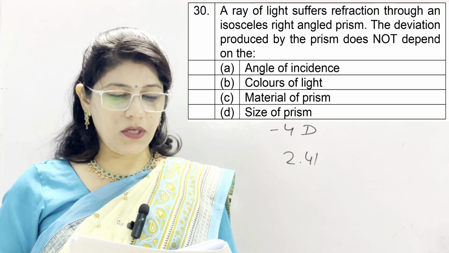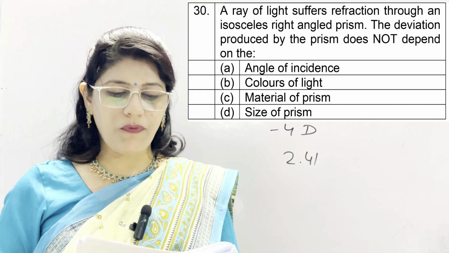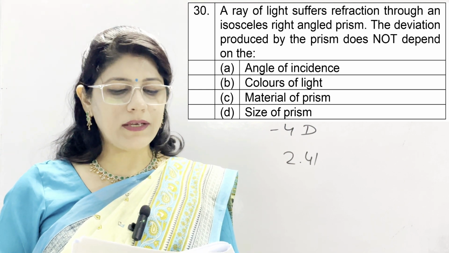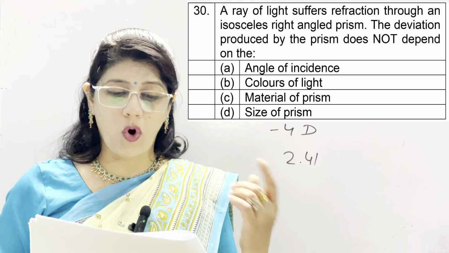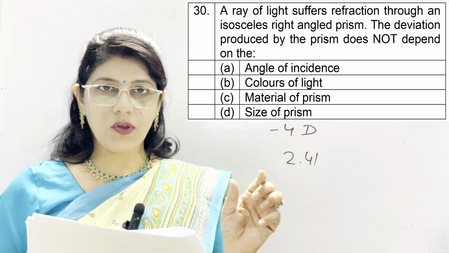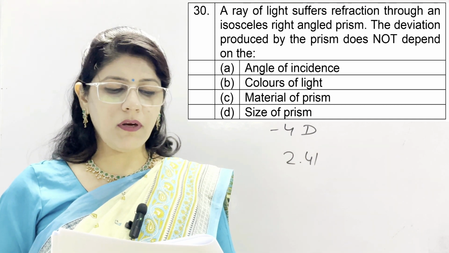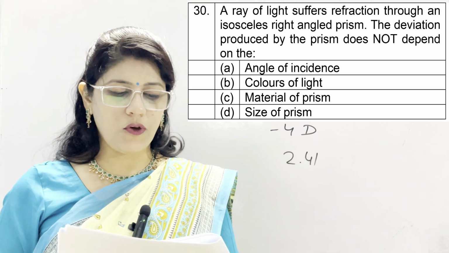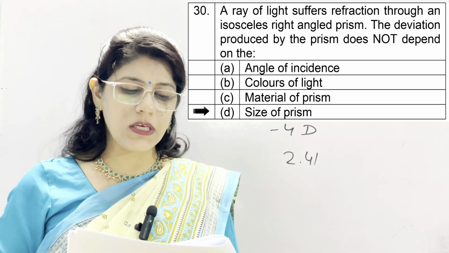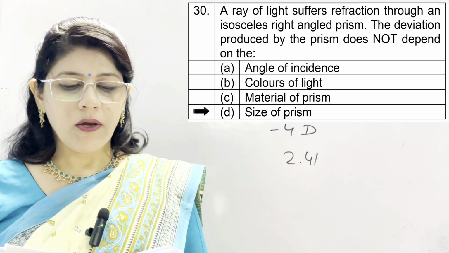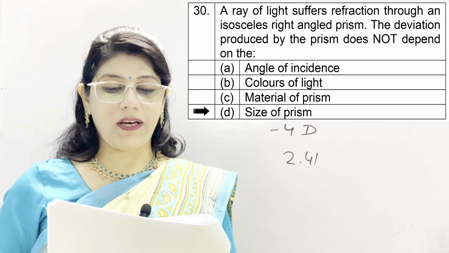In question number 30, a ray of light suffers refraction through an isosceles right angle prism. The deviation produced by prism does not depend on the, focus on this word not. Options given: A is angle of incidence, B colors of light, C material of the prism and D size of the prism. And correct option is D, size of the prism, because it does not depend on this factor.